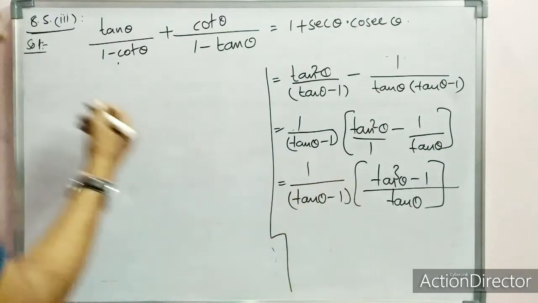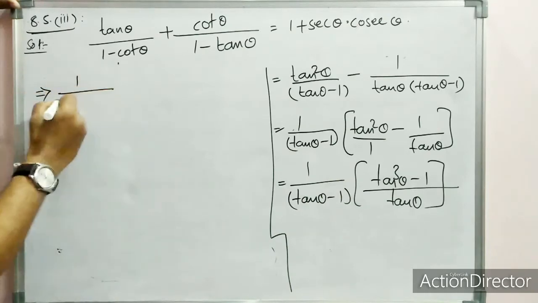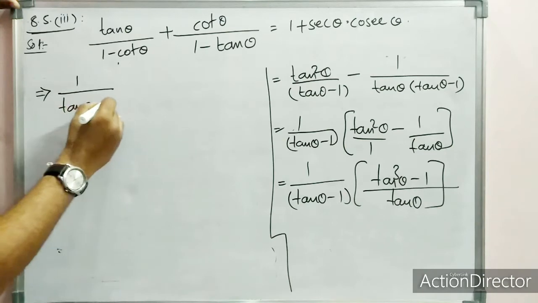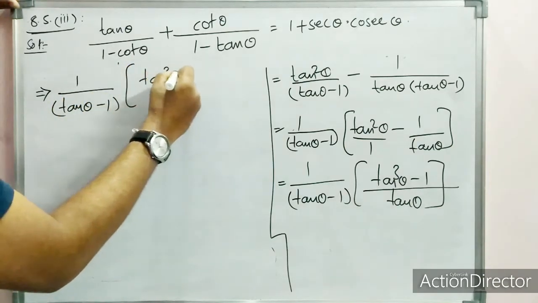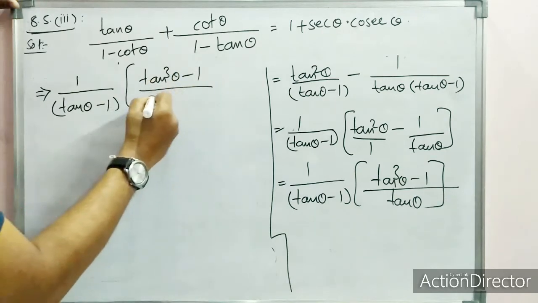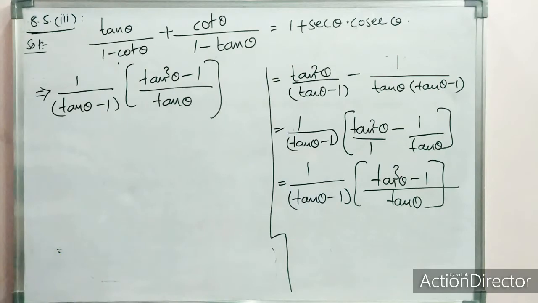Now this part I am writing here, continuation, that is 1 by tan theta minus 1, and here this is tan cube theta minus 1 by tan theta. Just note down this one. I am removing this part also.